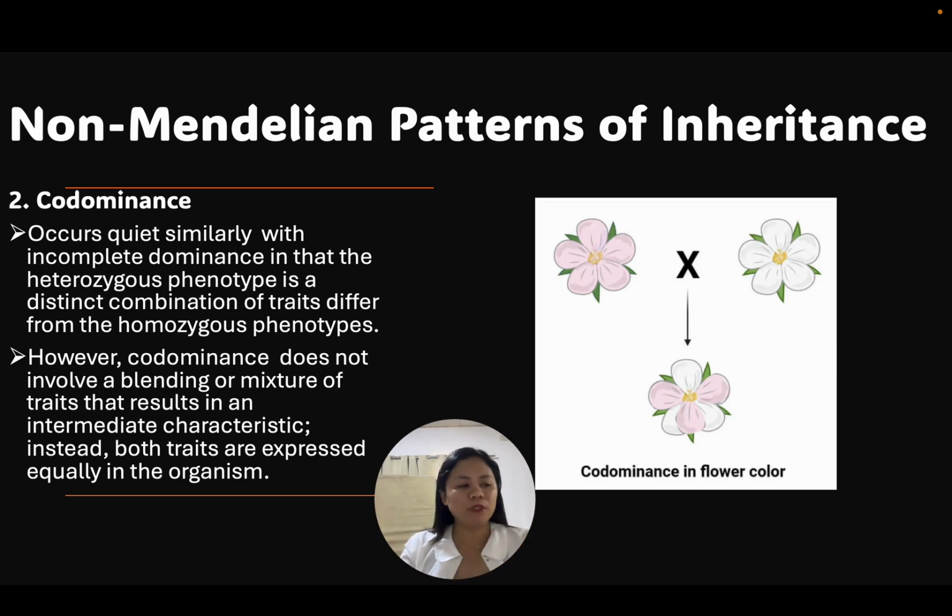One example of a flower that undergoes codominance is the camellia. I'm not sure if you're familiar with it, but here, as you can see, we have our parents, the pink flower and the white flower, and it resulted in both pink and white flowers. So again, both characteristics are shown in our flower. So that is codominance.